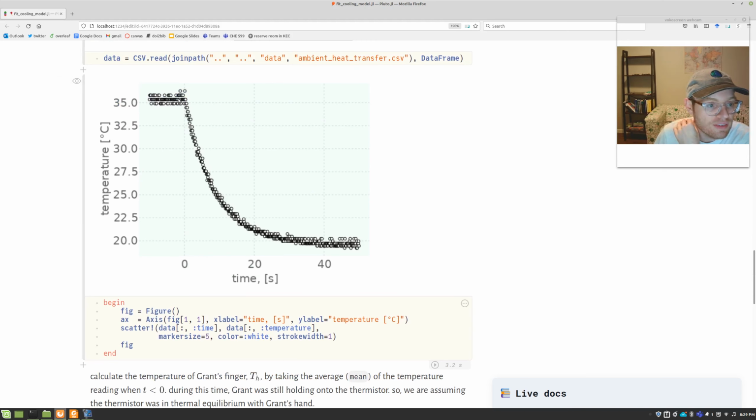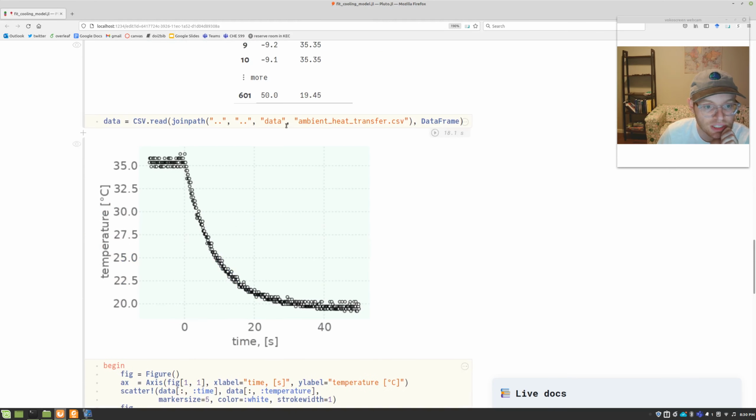And then 35 degrees C, this is the temperature of the thermistor when Grant was holding it. And this is the temperature of the air, a little bit below 20 degrees C. So you can see it was really hot, and then Grant let go at T equals 0, and the thermistor dropped in temperature and approached the air temperature. It's a very nice curve. For being real data, this is an awesome shape here. You'll see that the model fits the data really well.